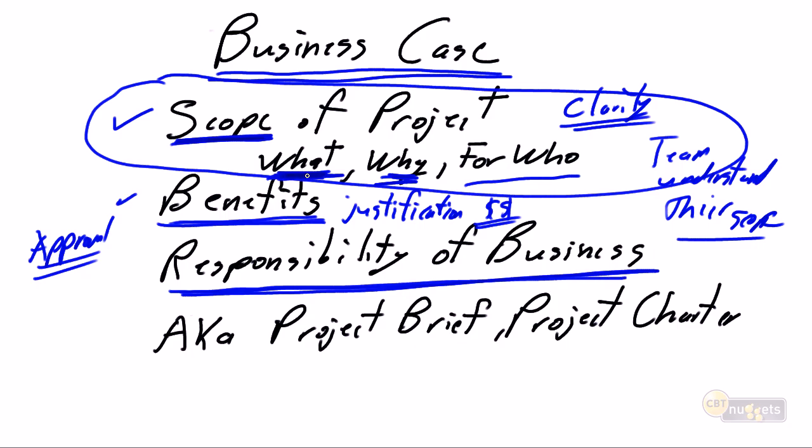They're the ones that can define the what. They're the ones that can define the why, and they're the ones that can define the for who. So although, again, we, the project team, may help write, and that may be the first thing we take on as part of a project is the writing of the business case, it has to remain the responsibility of the business, even if we are the authors.